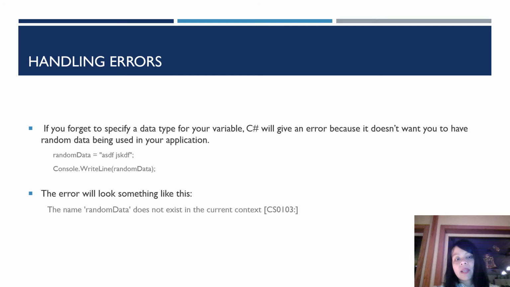All right, so next I'd like to talk about handling errors. If you forgot to specify a data type for your variable, C# will give you an error because it doesn't want you to have random data being used in your application. So if you just have a variable like this without a data type, let's call it random data, and then you want to print that, then you're going to get an error saying the random data variable does not exist in the current context. So the moral of the story is you must have a data type.